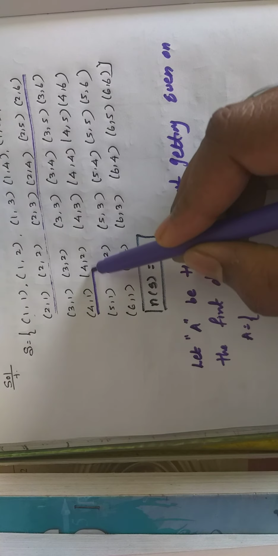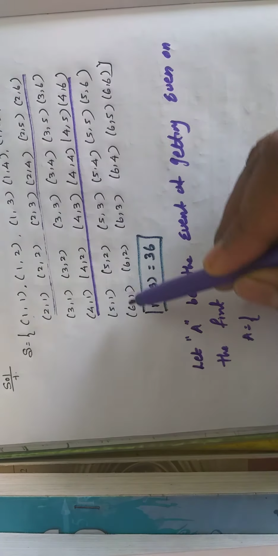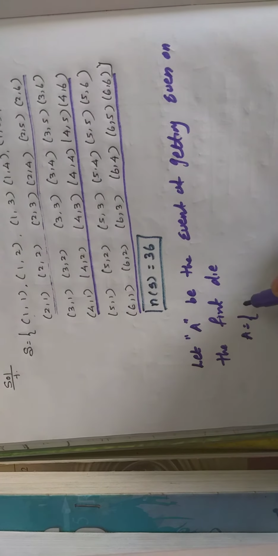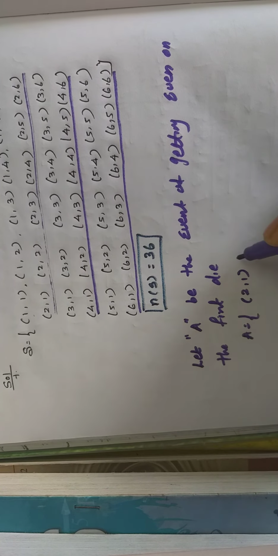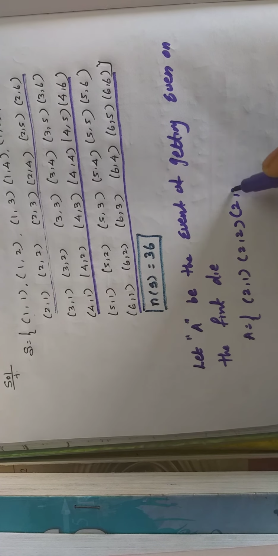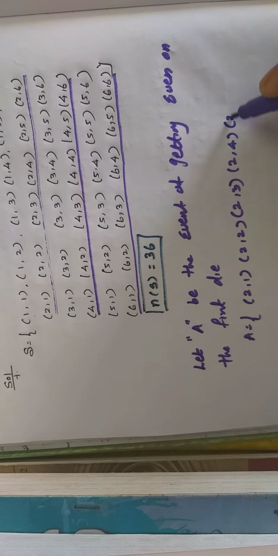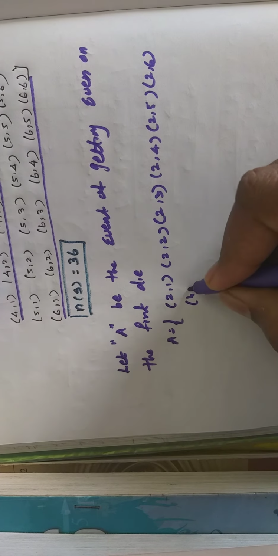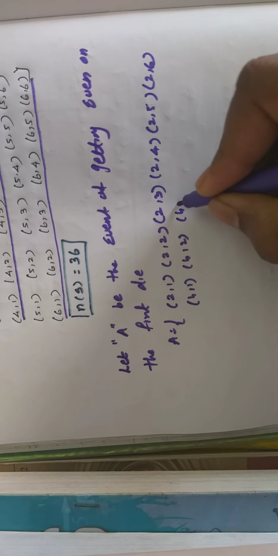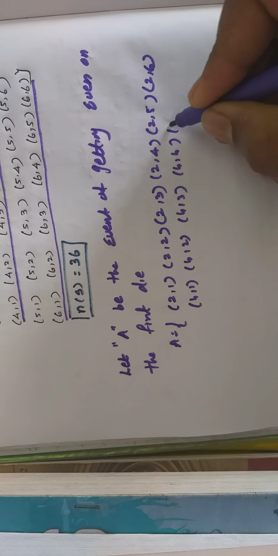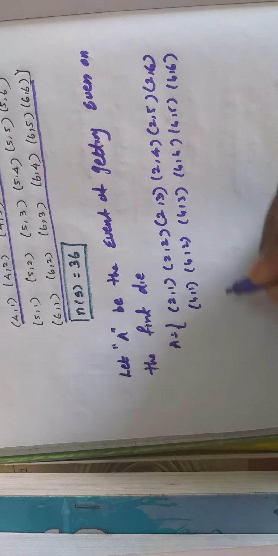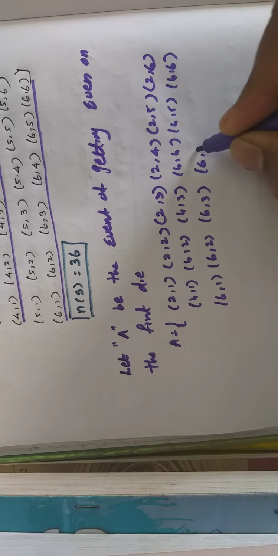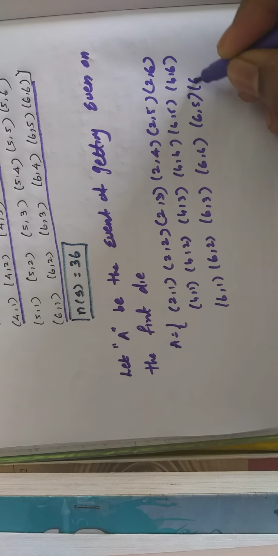And 4, 1, 4, 2. This row is fully even number on the first die. 6, 1, 6, 2, 6, 3, 6, 4, 6, 5, 6, 6. So write the even number on the first die, that term only you write. 2, 1, 2, 2, 2, 3, 2, 4, 2, 5, 2, 6. 4, 1, 4, 2, 4, 3, 4, 4, 4, 5, 4, 6. 6, 1, 6, 2, 6, 3, 6, 4, 6, 5, 6, 6.